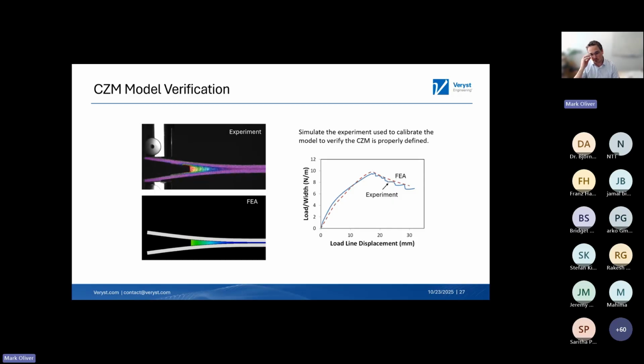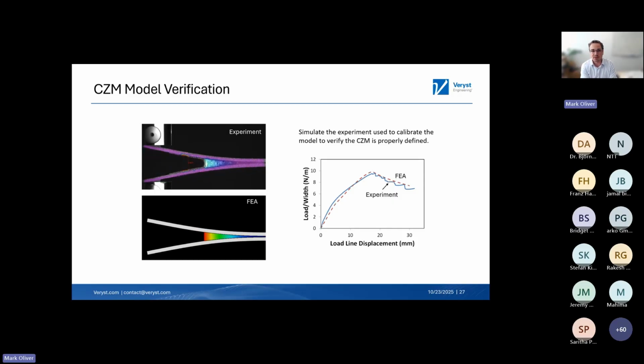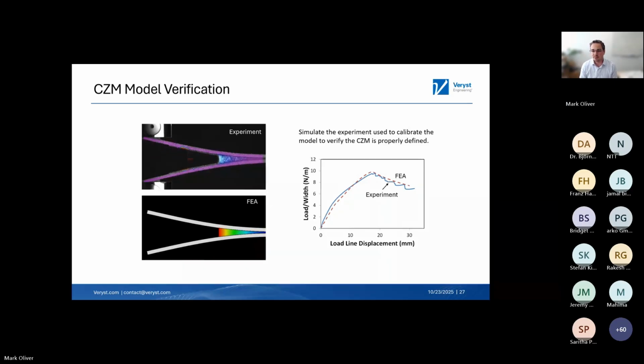Then the final step, as we touched on a little bit earlier, is to verify that you've defined your material card properly. The first step is always to simulate the test from which you got the data to calibrate the material card. If you do everything properly, then you should see that the FEA and the experiment agree well when you plot the force versus the load line displacement. And if you see any significant discrepancies, then that tells you need to revisit how you're doing the model definition.